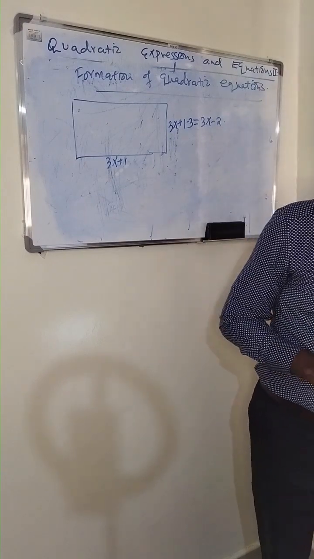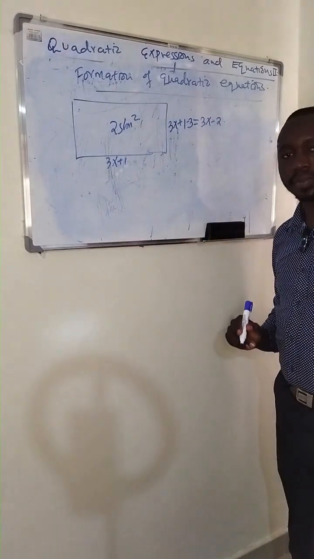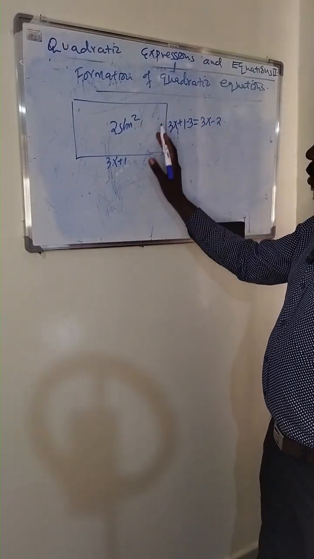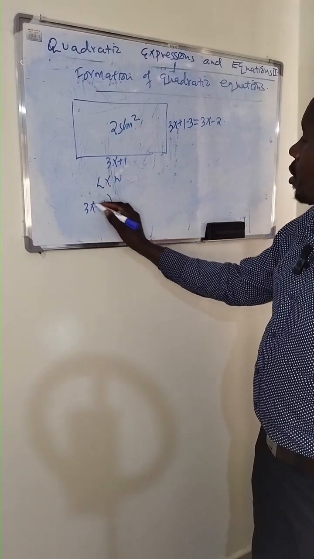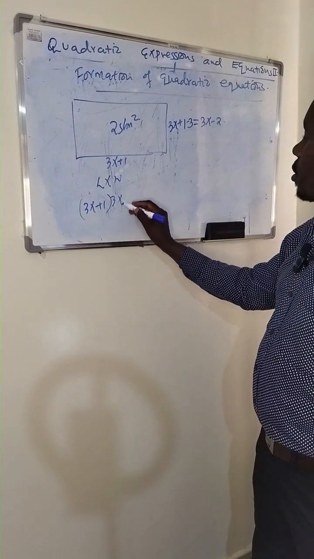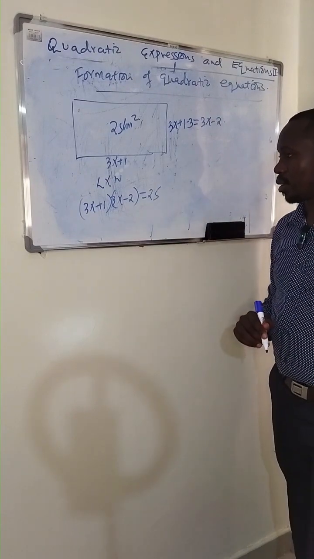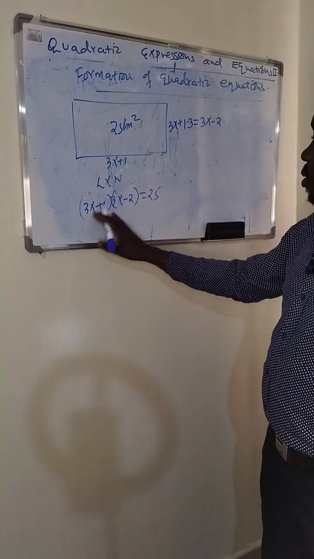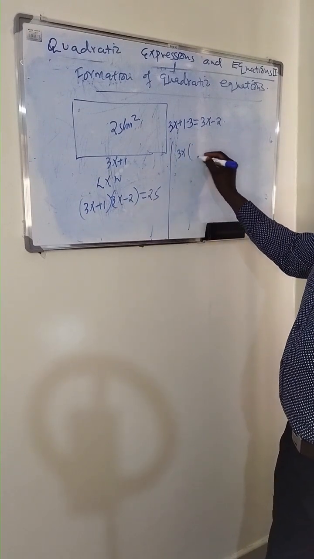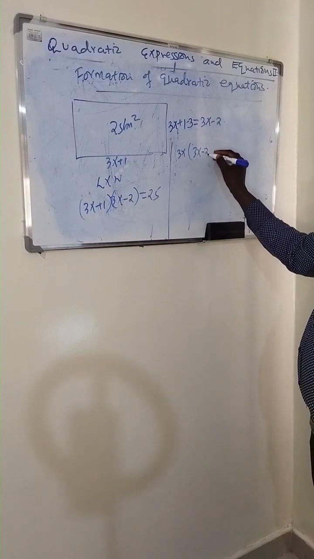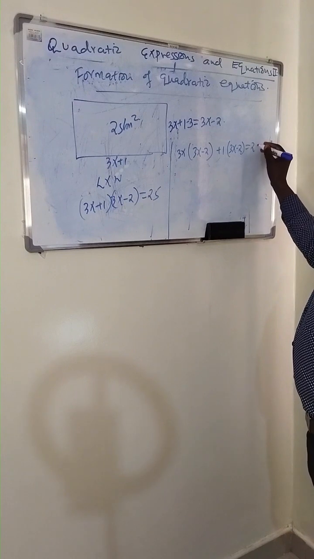Then you're told again that the area of this rectangle is 25 square centimeters. So how do you get the area of a rectangle? Length times width. So you have 3x plus 1 times 3x minus 2 is equal to 25. To form this, you just need to use the first one to expand the second. So you have 3x into 3x minus 2 plus 1 into 3x minus 2 is equal to 25.